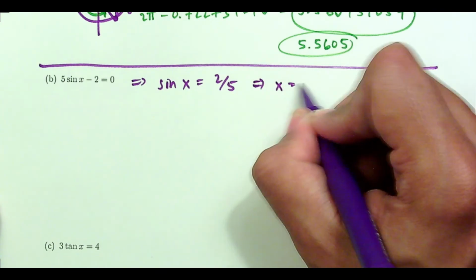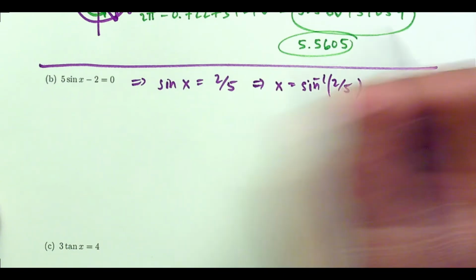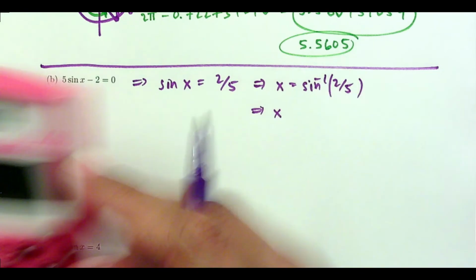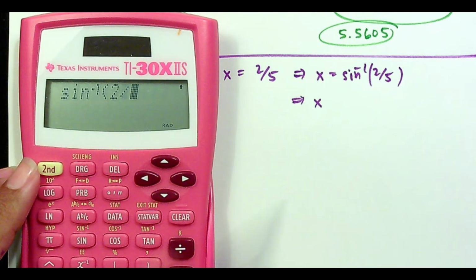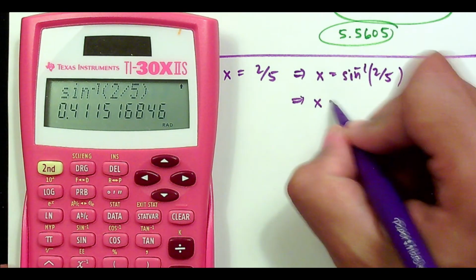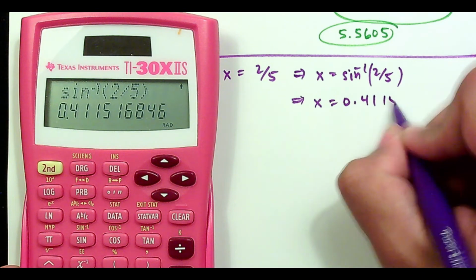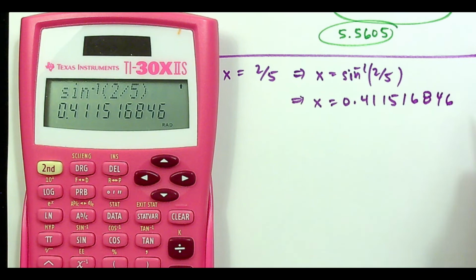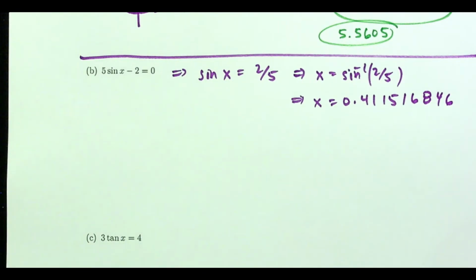So this is sine inverse of 2/5. So what is that? Let's see. Sine inverse of 2/5. This is, don't round yet, remember, 0.411516846. Okay, so that is the first solution unrounded. And now we need to find the other one.